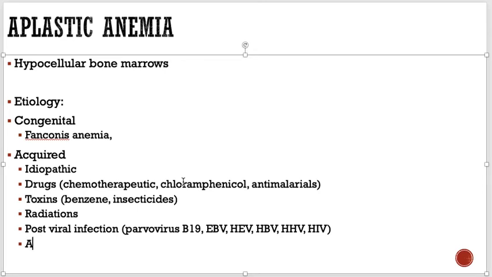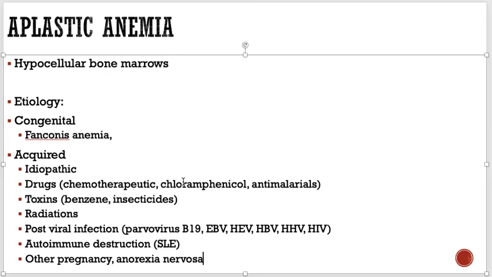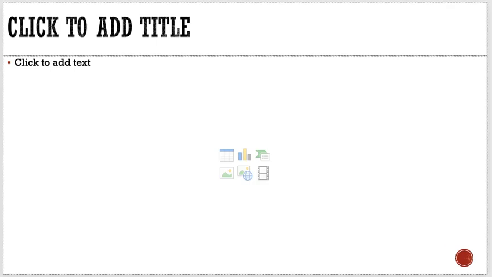Autoimmune destruction of bone marrow can also occur, for example in systemic lupus erythematosus. Other autoimmune conditions can also cause it. There are other causes of aplastic anemia as well, like pregnancy, as well as anorexia nervosa. These things are not so common, guys, but of course we have to talk about everything when we discuss aplastic anemia.